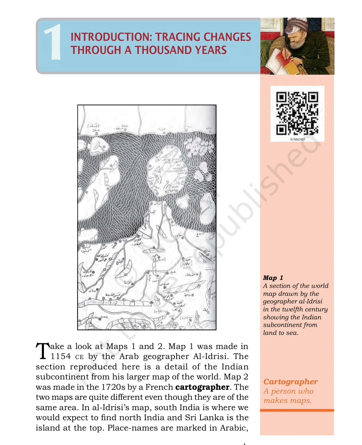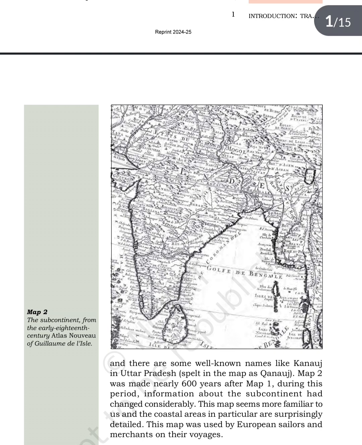In Al-Idrisi's map, South India is where we would expect to find North India, and Sri Lanka is the island at the top. Place names are marked in Arabic, and there are some well-known names like Kanauj in Uttar Pradesh, spelt in the map as Qanauj. Map 2 was made nearly 600 years after Map 1.